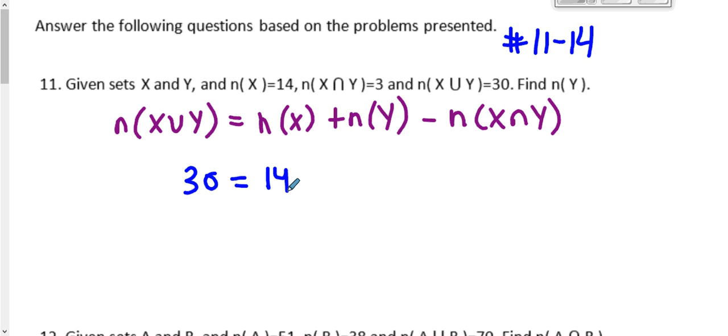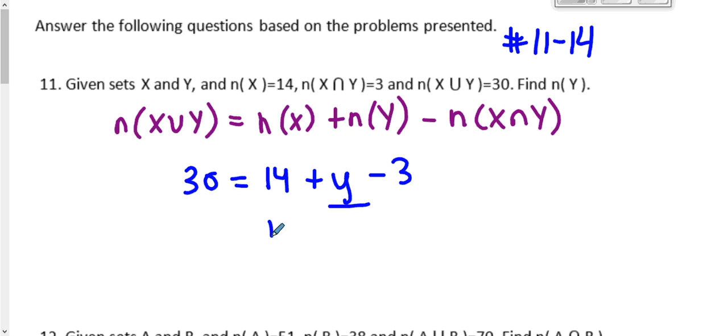So you can just go ahead and write the union, which they told us was 30, the number in x is 14, and we don't know the number in y, so we can use any variable we want. Maybe it makes more sense to use y because it's y. And then they told us the number in the intersection is 3.